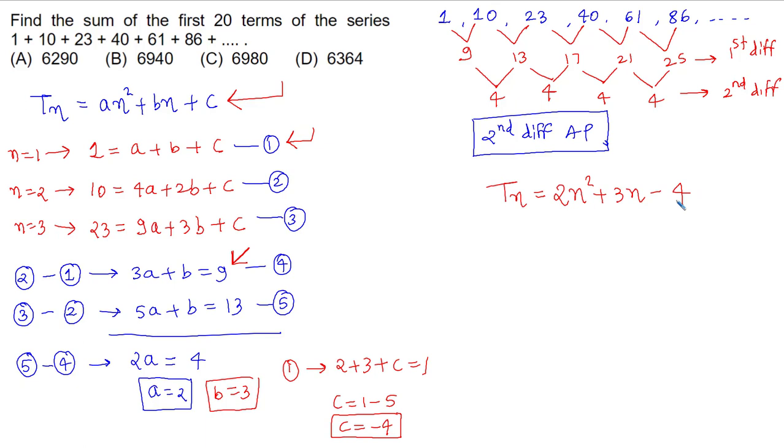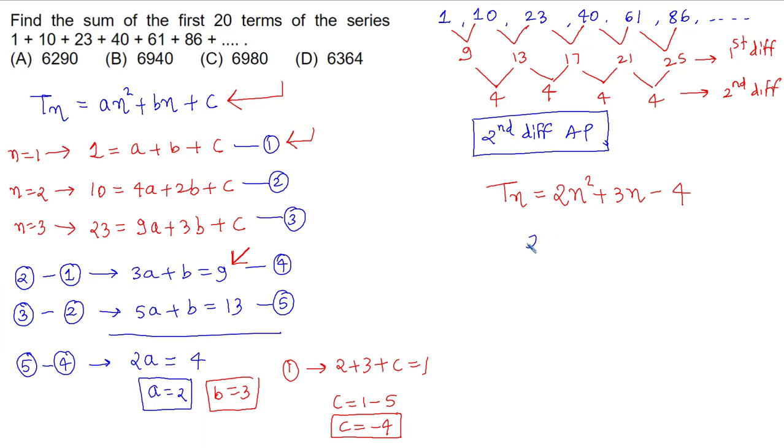If the question is find the 100th term, we are supposed to put n is equal to 100, and we will get the answer. If the question is find the 51st term, let's put n is equal to 51, and you will get the answer. The question can come like that also. But over here we want to find the sum of the first 20 terms. So our answer is going to be what?